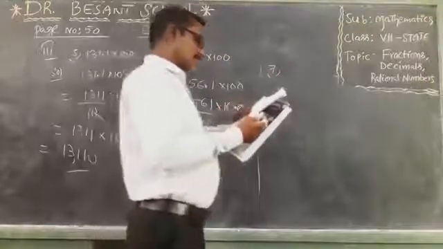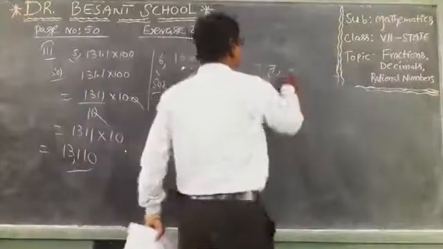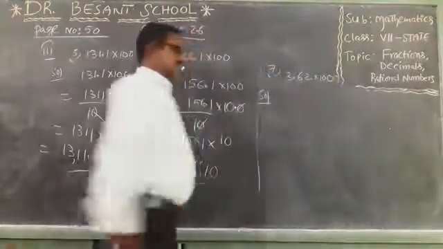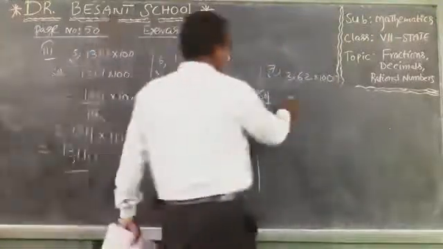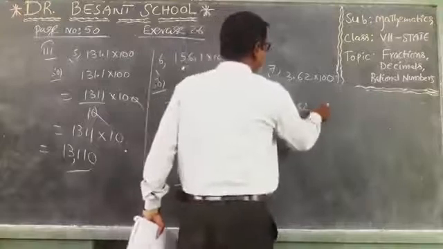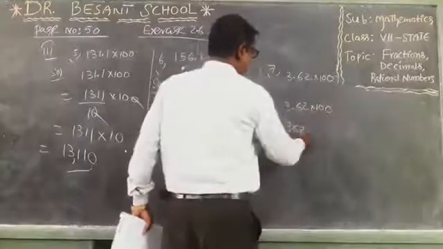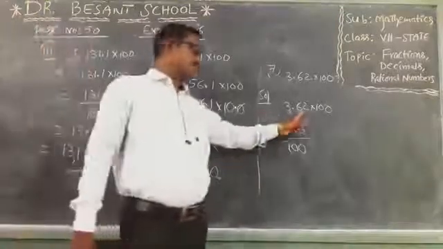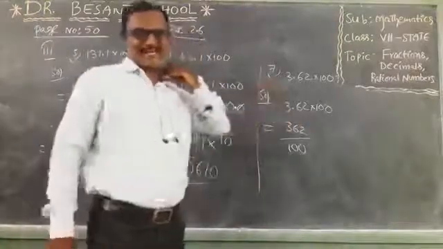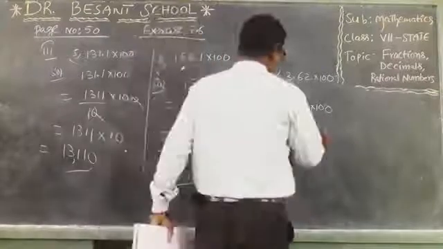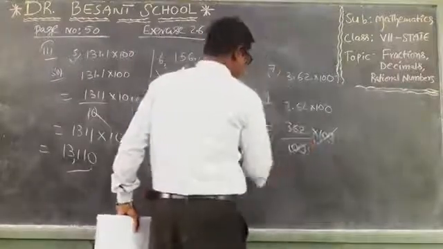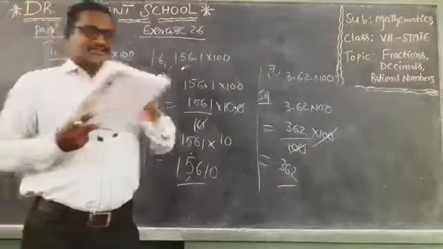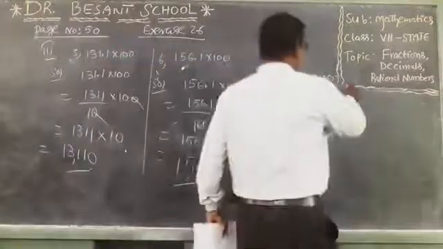Come to the seventh problem from this Roman. That is 3.62 into 100. See children, this is 3.62 into 100. 3.62 can be written as 362 by 100. Why? Because point after two digits is there, we need to divide 362 by 100. Again into 100. Then this 100 cancels, it is only 362.